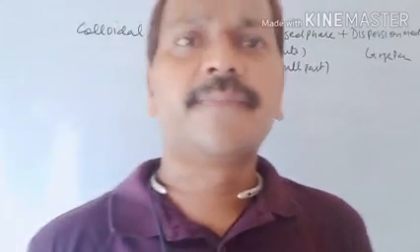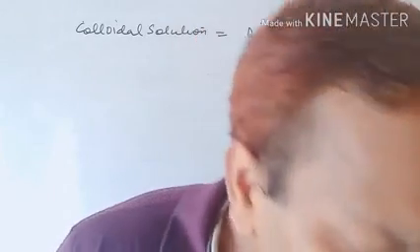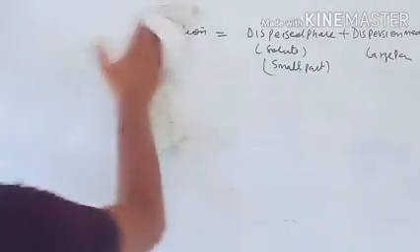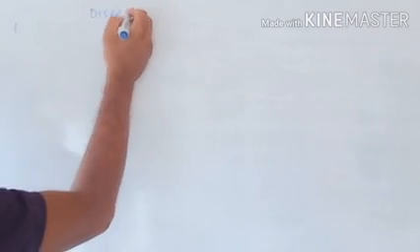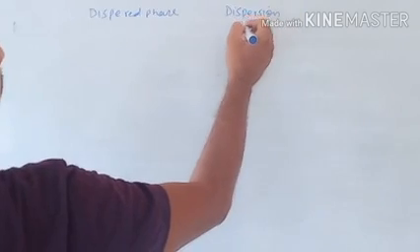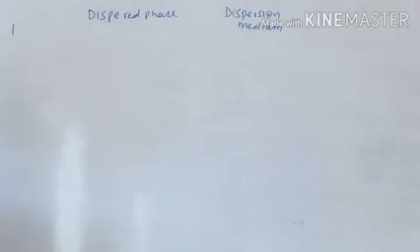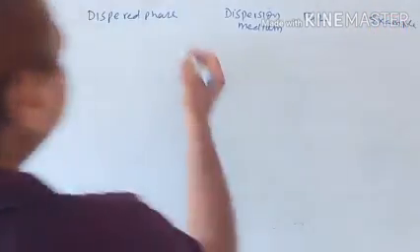In this way, colloidal solutions normally form in about 8 types. So we will design a table, table number 1, with columns: dispersed phase, dispersion medium, type of colloid, and an example. This table is really very important.